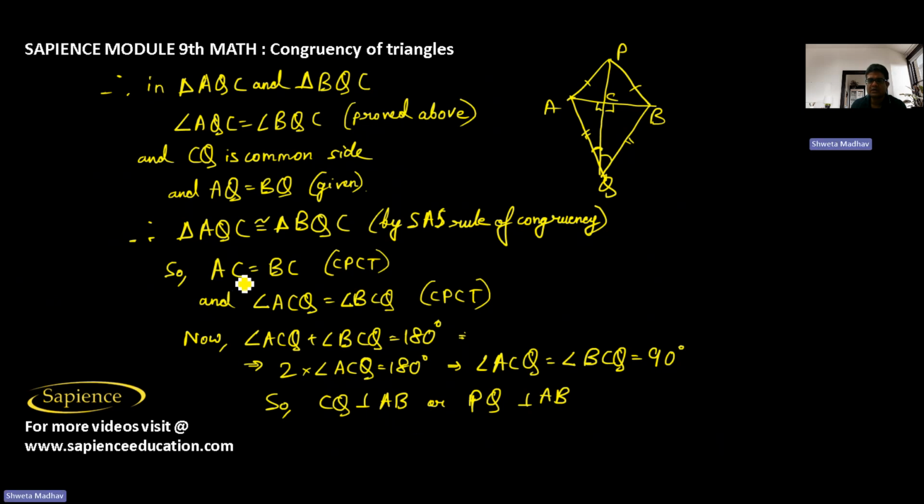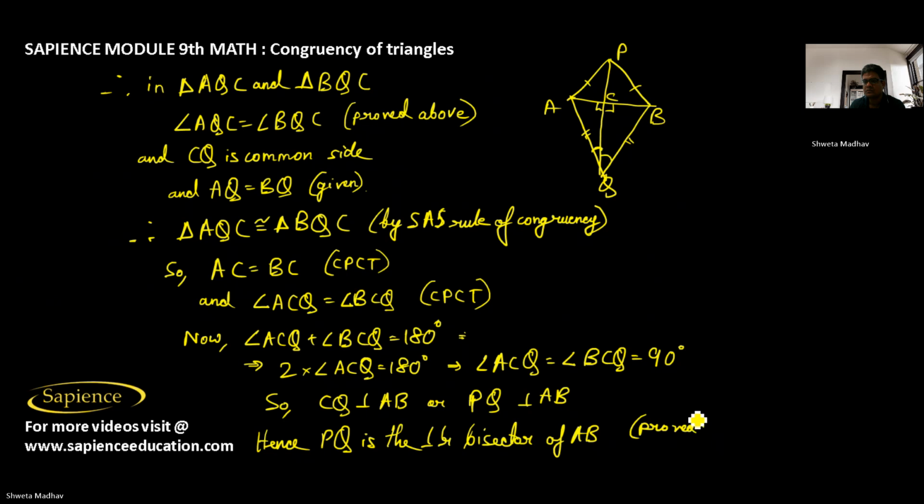And we have also shown that AC is equal to BC. So hence we can say that PQ is the perpendicular bisector, since it is perpendicular to AB and it also bisects the line AB. So I will say PQ is the perpendicular bisector of AB. So hence proved.